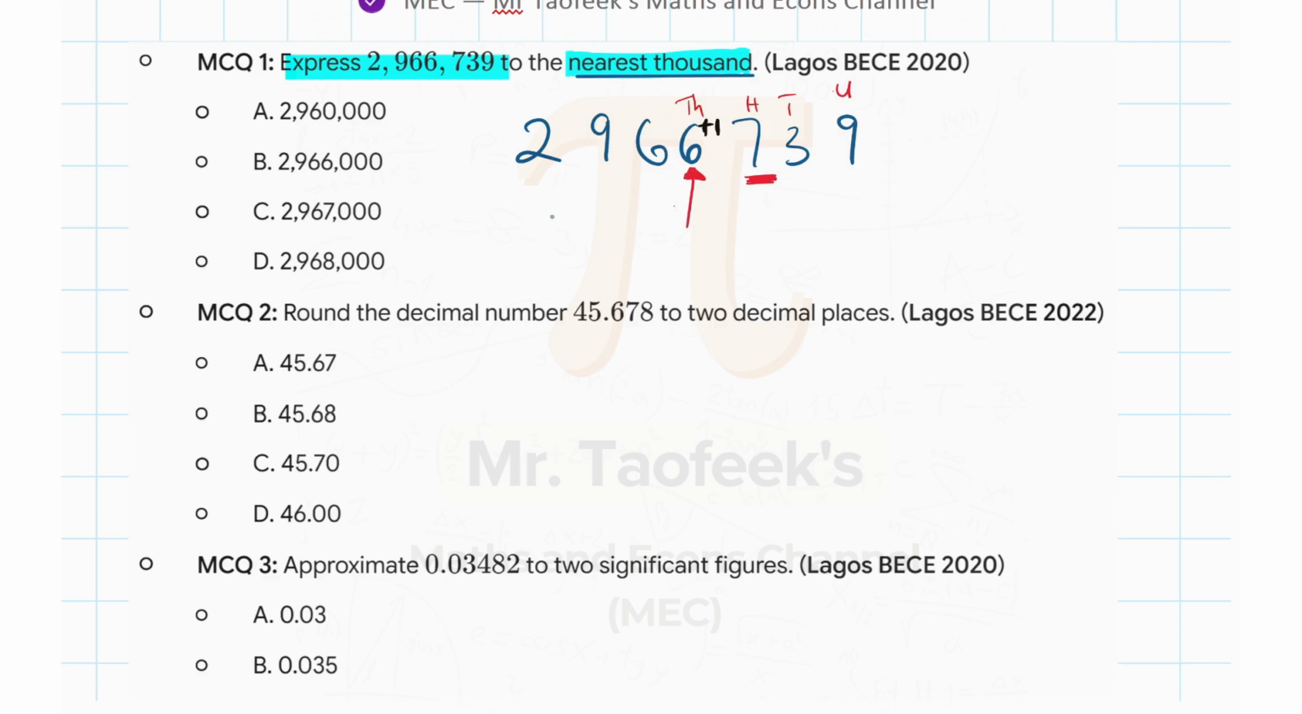So therefore our answer will be 2. The first 3 digits remain unchanged, so that will be 2, 9, 6. Because we're stopping exactly on this, and the number that comes after it is 7, we add 1 to 6 to make it 7. Then the remaining 3 digits just change to zeros, so 0, 0, 0. So our answer is 2,967,000. Option C. Okay, that was very quick.